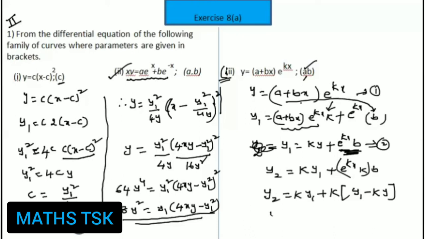I just clear it. Y2 is equal to ky1 plus ky1 is 2ky1 minus k square y. K into k is k square y. This is the differential equation. Since it contains two variables, order is 2. Okay.